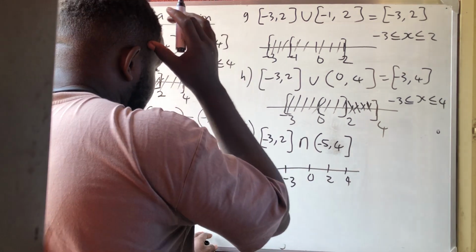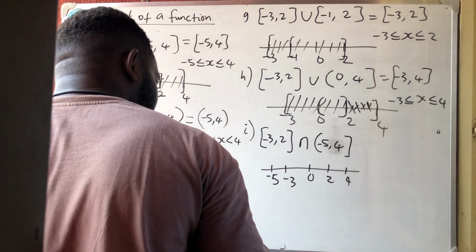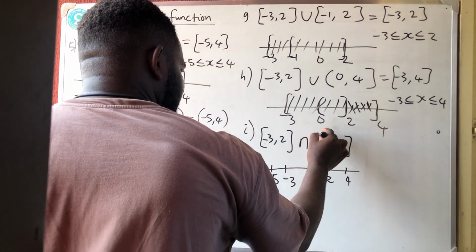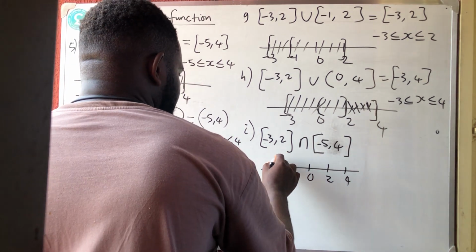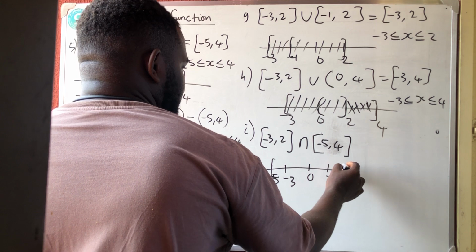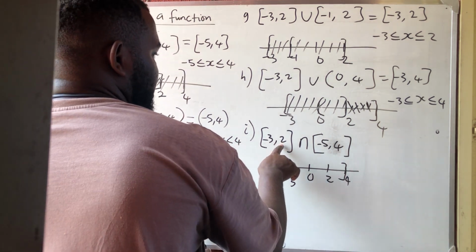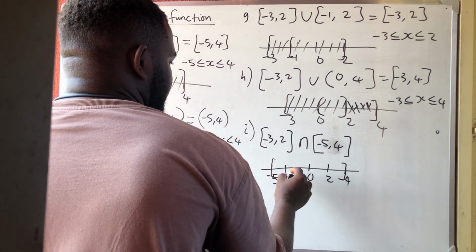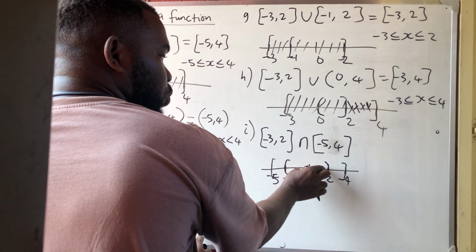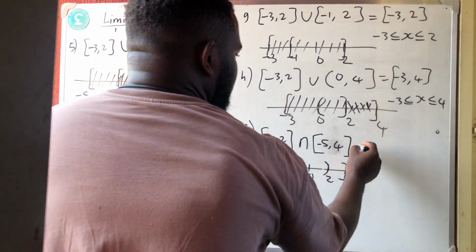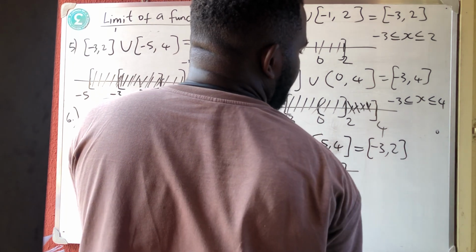Okay, let us draw the first one. The first one says I, so this is closed as well. Okay, so the first one said that is from minus 5 and 4. I see it now. While the second one said minus 3 and 2. So you see what they have in common is the one inside. So what they have in common is minus 3 and 2. And it is closed.